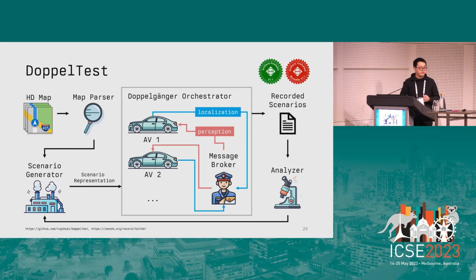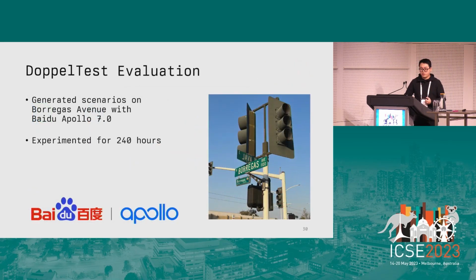Again, its source code is available on GitHub and in the archive. To evaluate Doppelganger testing, DoppelTest, we generated scenarios on Borregas Avenue, which is a place near Sunnyvale, with Baidu Apollo 7.0. This is an open source version of an industrial grade autonomous driving software. We experimented for 240 hours.